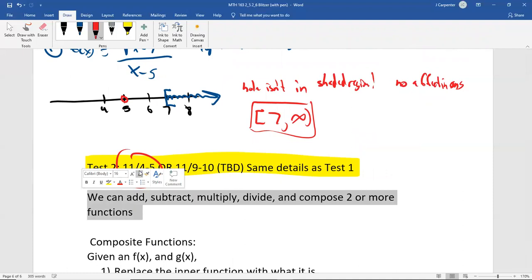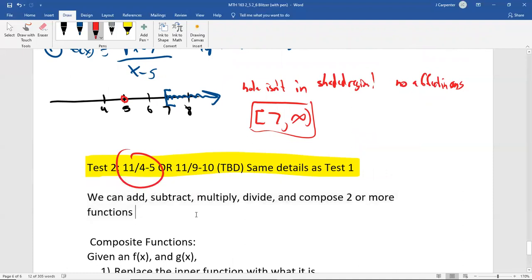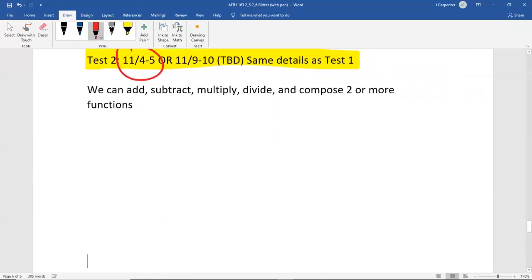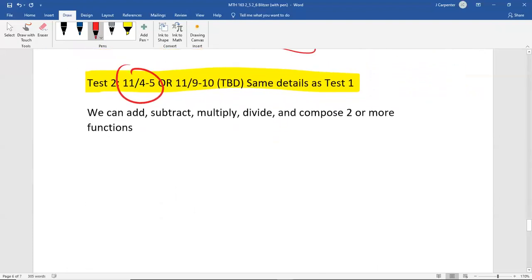And we said that we can add, subtract, multiply, divide, and compose 2 or more functions. So I don't think I have to explain what adding, subtracting, multiplying, or dividing is, but I might have to for the composing side of things. But let's try out the first stuff. Well, first. So your basic combinations are, if you're given, I don't really want that in red.